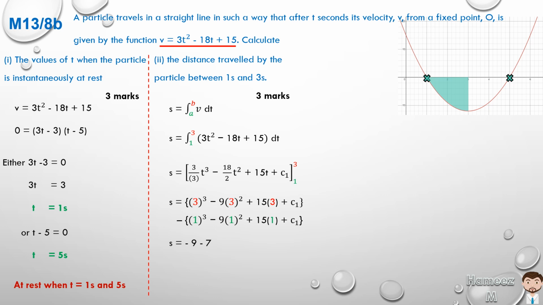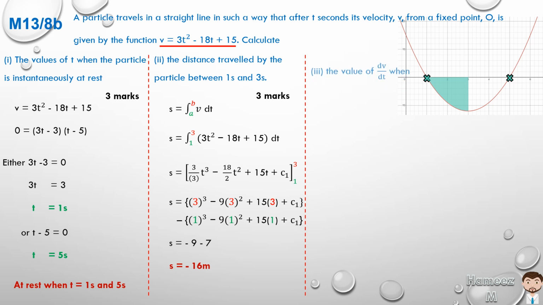Minus 1 cubed is minus 1, minus 9 ones are minus 9. 1 minus 9 is minus 8, plus 15 is 7. So minus 9 minus 7. As such, the distance traveled by the particle between the time 1 second and 3 seconds is minus 16 meters, meaning that it moves 16 meters in the opposite direction.